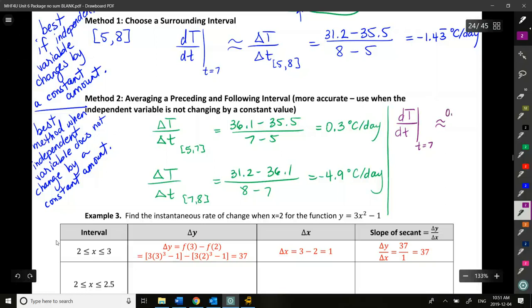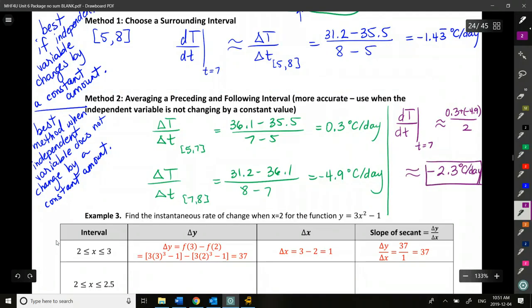So we're going to add 0.3 with negative 4.9 and just divide by 2 here. And that will give me my approximate instantaneous rate of change at day 7. Jonathan? Okay, so it's approximately equal to, we will put it over here, negative 2.3 degrees Celsius per day.